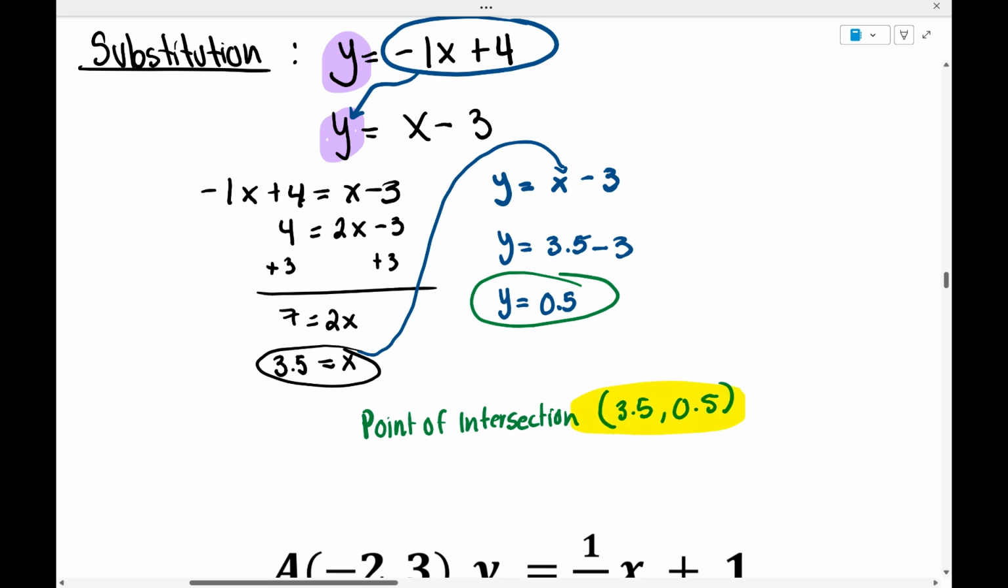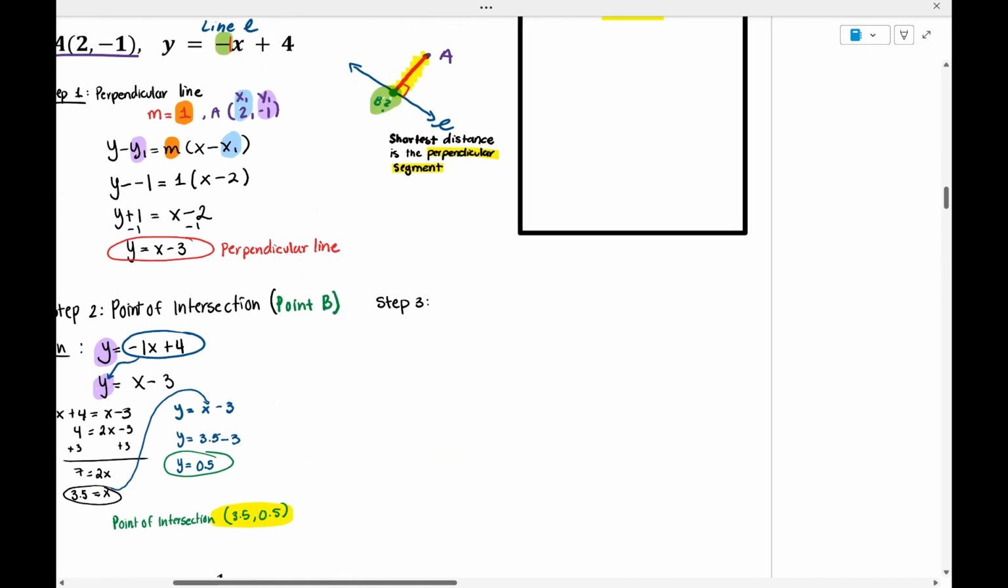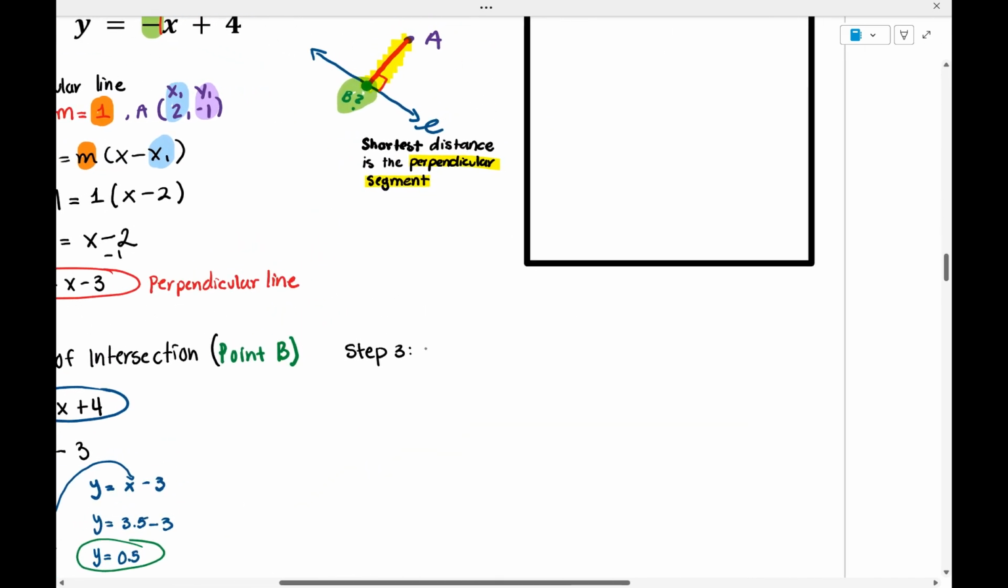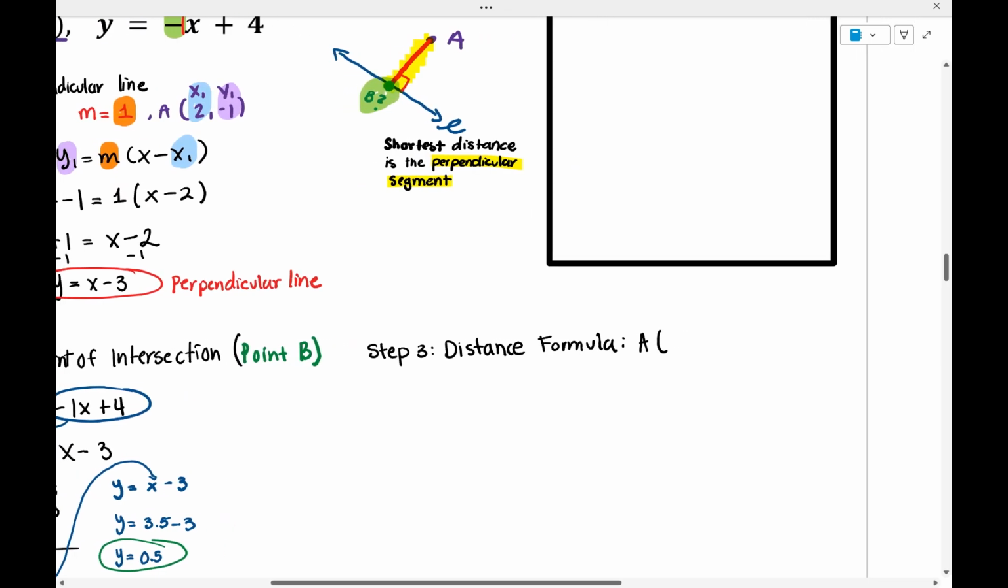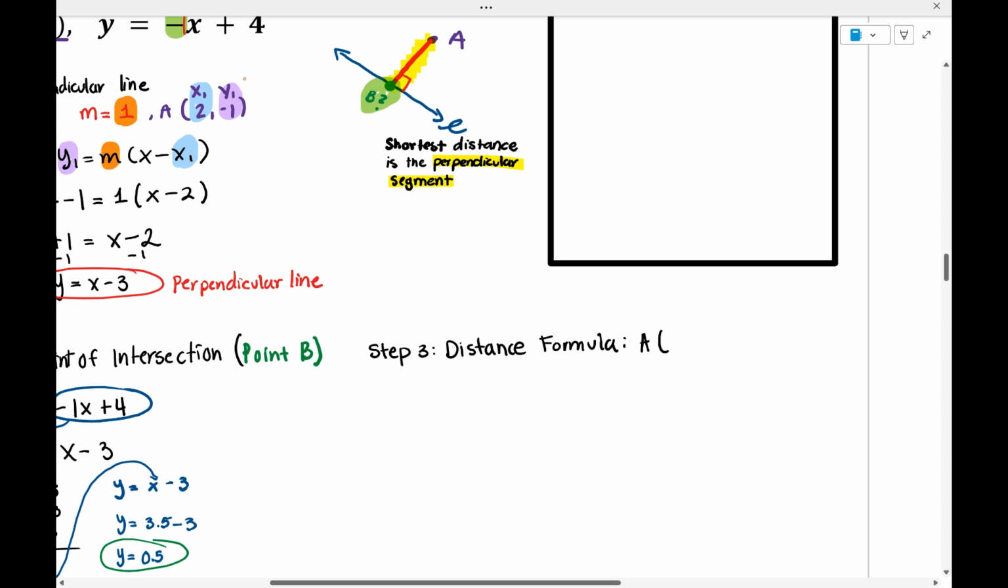So now that we have our 2 points that make up our perpendicular segment, the last step is very simple. We're finding the distance between those 2 points. So then we're going to use the distance formula. So it's point A, which was given to us in the problem, and then point B, which we found.